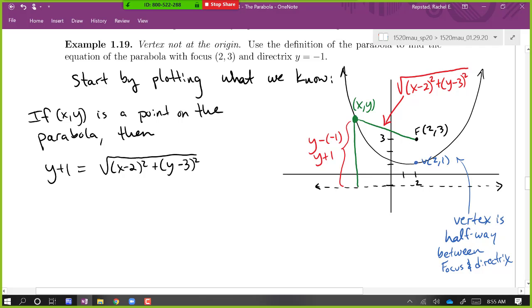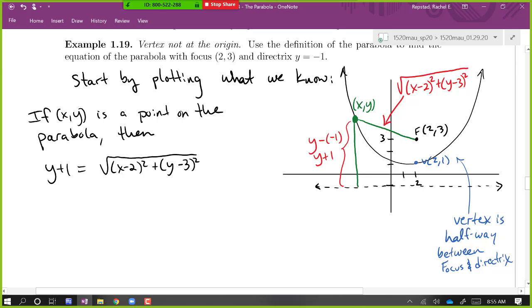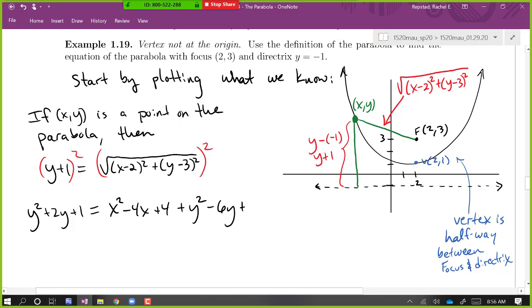So there's an equation of that parabola. Let's try to simplify it. It's not the cleanest looking equation, so let's square both sides. I'll square out the left side: y squared plus 2y plus 1. On the other side, the squaring gets rid of the radical, but then I have those other squares in there, so I'm also going to FOIL out those squares. So we get x squared minus 4x plus 4 plus y squared minus 6y plus 9.